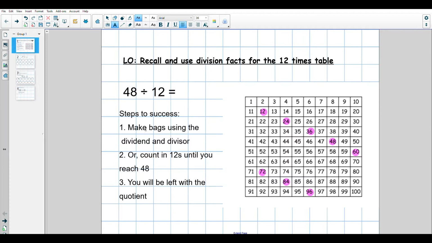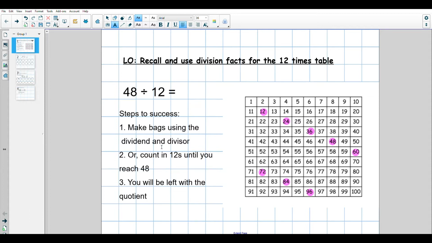Number 1, make bags using the dividend and divisor. Or count in your 12s until you reach 48 and you will be left with something called the quotient. The quotient is just whatever your answer is, after your equals mark. Sometimes the equals might be here, and that's when the quotient would be before the number sentence, but whatever our quotient is, it is the result.